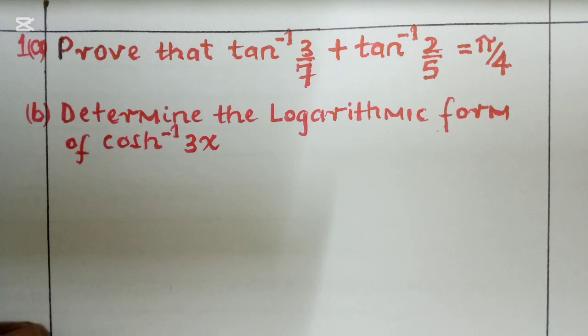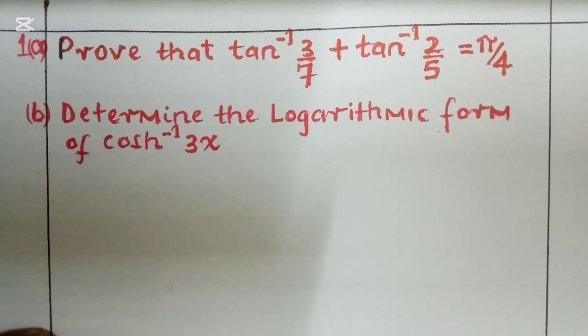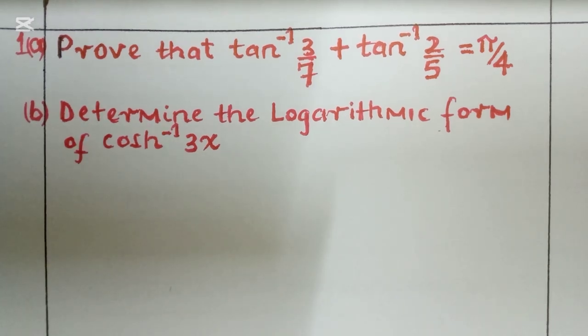So guys, today we are going to look at these two questions and hope that we shall all understand. I begin by reading the question. The question states: prove that tan inverse 3 over 7 plus tan inverse 2 over 5 is equal to pi over 4. Question B: determine the logarithmic form of cosh inverse 3x. So guys, let's attempt to do those questions.